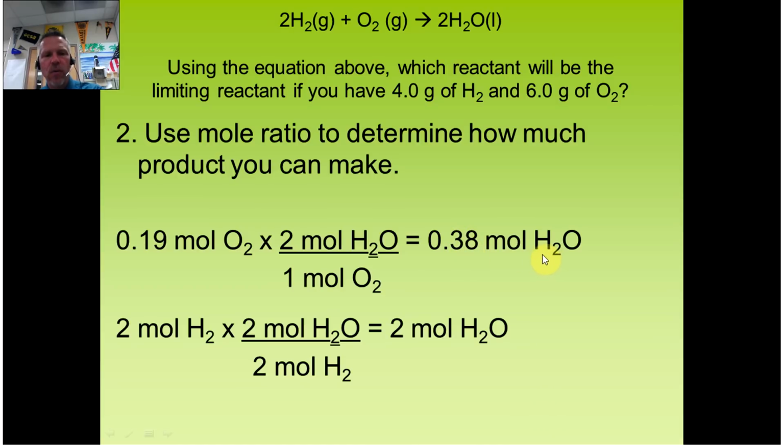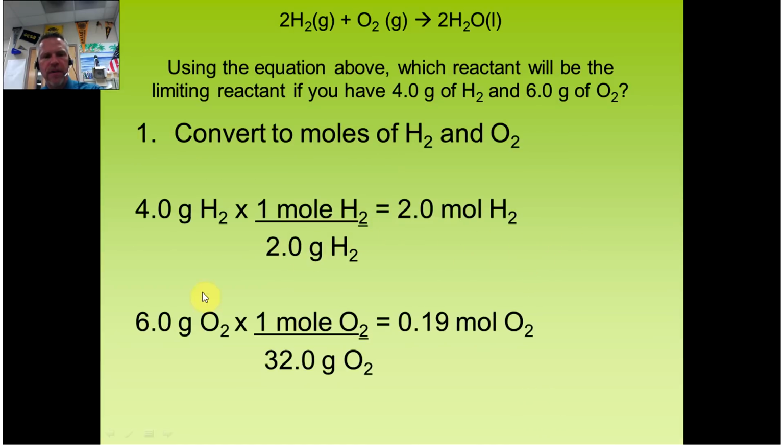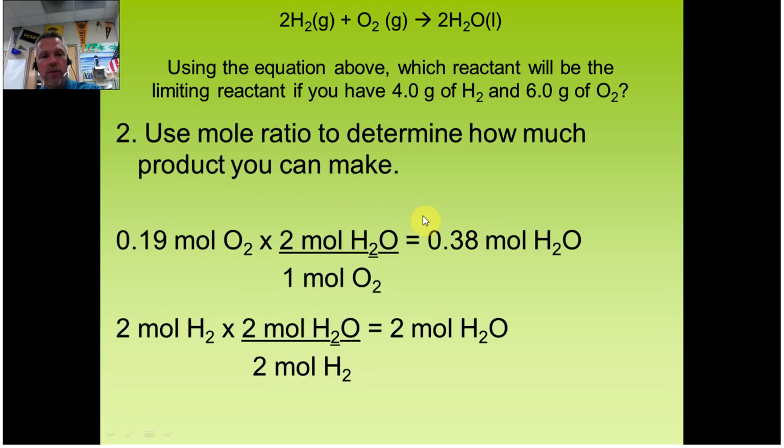All right, second what-if calculation. You remember from the previous slide, we calculated that our 4 grams of hydrogen represent 2 moles of hydrogen. So we take our 2 moles of hydrogen, we use a mole ratio to convert moles of hydrogen to moles of water. And so we look here, 2 moles of water for every 2 moles of hydrogen. That's where the mole ratio comes from. And so we see that if we started with 2 moles of hydrogen, we could make as much as 2 moles of water.